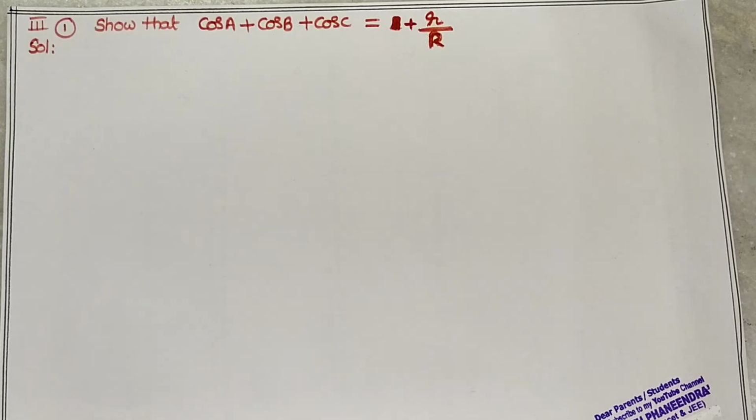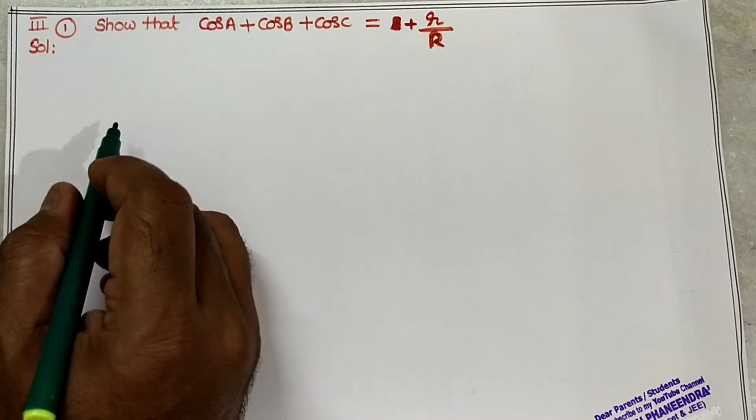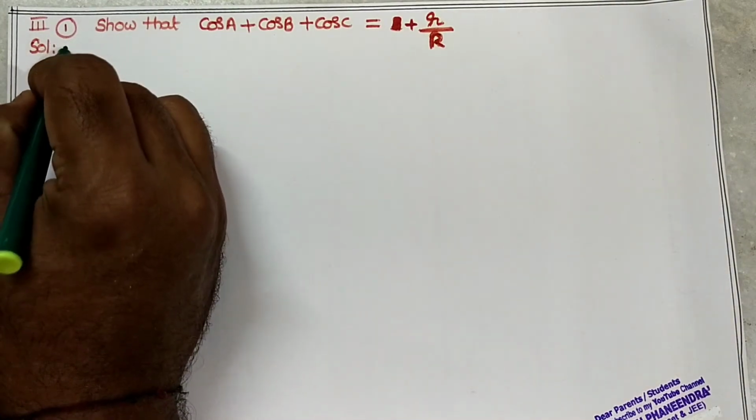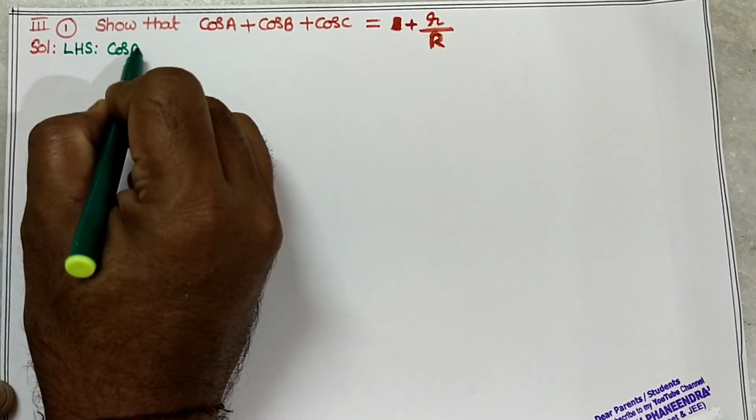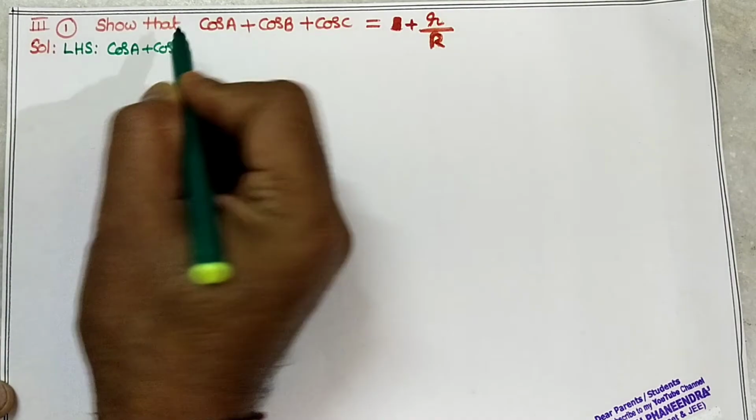From trigonometry transformations, we have a number of formulas. Based on those formulas, we can expand cos A plus cos B plus cos C. So by using these formulas we will discuss now. Consider LHS. In the LHS we have cos A plus cos B plus cos C.